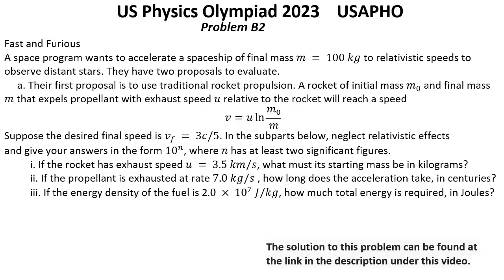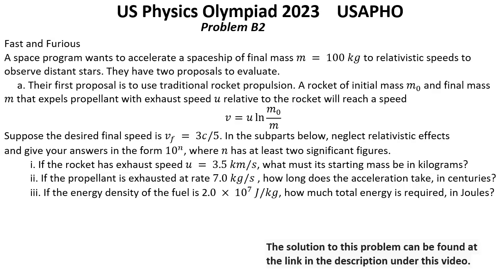US Physics Olympiad, year 2023, USAPHO, final round. Problem B2. Fast and Furious. A space program wants to accelerate a spaceship to final mass m equal 100 kilograms to relativistic speeds to observe distant stars. They have two proposals to evaluate.